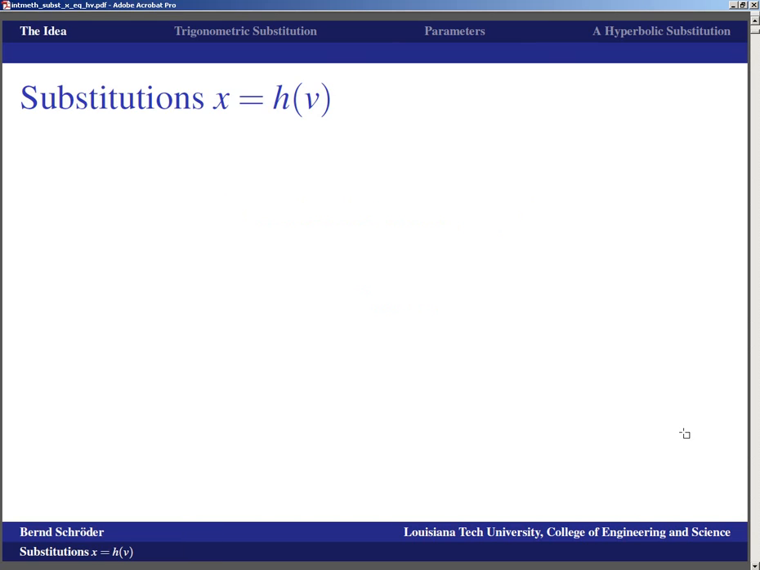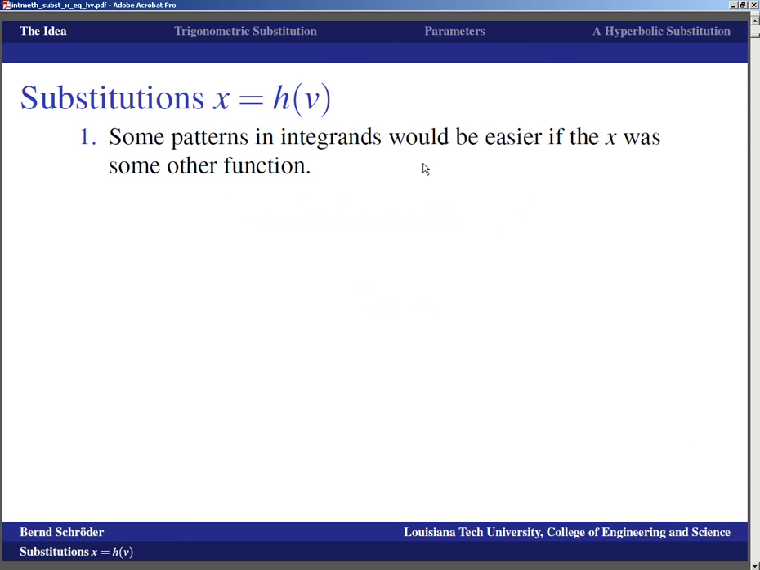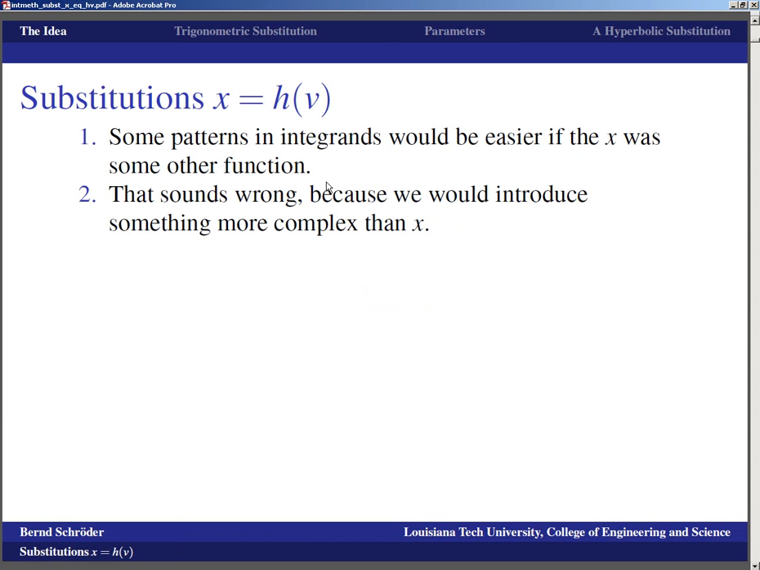So, substitutions x equals h of v. Basically, some patterns in integrands would be easier if the x was actually some other function. Now that sounds just wrong, because what we would do is we would replace x with something more complicated, and that doesn't sound promising. But we've seen this in mathematics before, right? Sometimes you add 0 in the form plus minus some weird number, or you multiply by 1 by multiplying and dividing by some strange number, and all of a sudden some things just can be connected a little bit better. That basically is the spirit of these substitutions, x equals h of v.